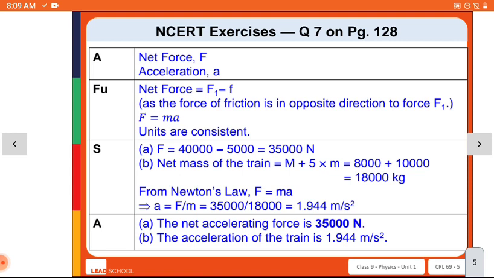So the acceleration in meter per second square is 1.944 meter per second square. So the net force is 35,000 Newton and the acceleration is 1.944 meter per second square.